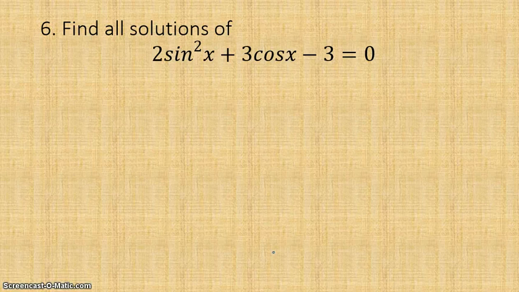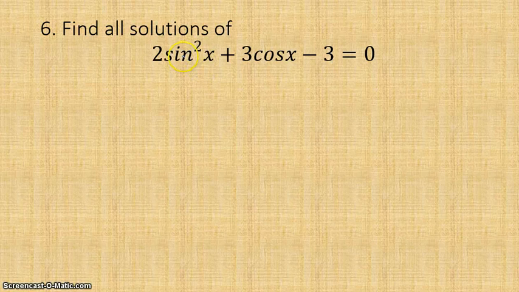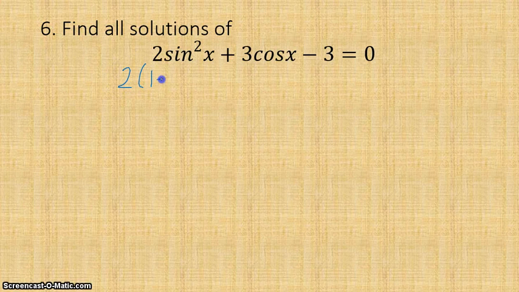On 6, again, it kind of looks like a quadratic, so I am looking to factor it, but I have two different trig functions there. I have to have the same trig function, so I need to rewrite either my sine squared with a cosine squared, or I need to write my cosine. I can use, since this is squared, Pythagorean identities, and instead of 2 times sine squared, I could use 2 times 1 minus cosine squared x, because sine squared is the same thing as 1 minus cosine squared.